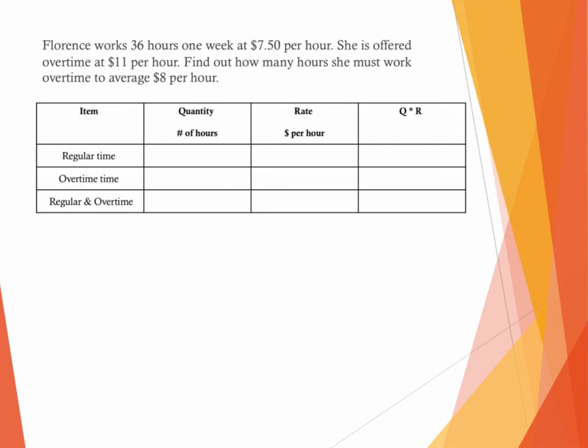So again, I start by filling in my items and my units. So we have our regular time, we have her overtime, and then we have the combination. That's her paycheck. It's going to be a combination of regular time and overtime. Our quantity, what we're counting here, are the number of hours that she works. And our rate is how much she makes per hour. So this last column, this quantity times rate, is going to be her total paycheck.